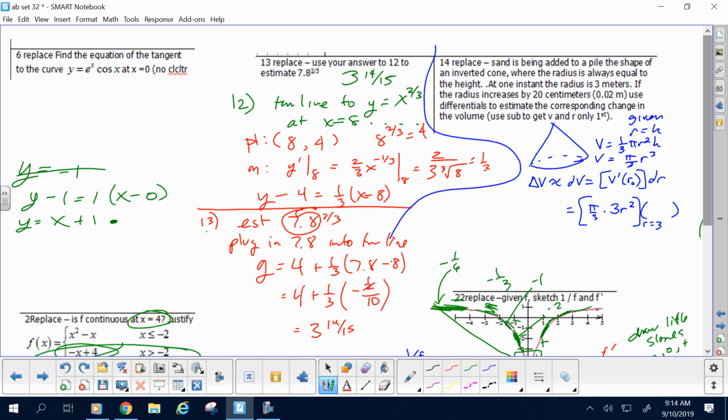20 centimeters, which in meters is 0.02. We want all the units to be the same, certainly. Okay? So we get pi times r squared, which is 3 squared, so that's 9, times 0.02. 9 times 2 is 18. Move the decimal twice. I feel like that's 0.18 pi. What are the units? Meters cubed. So by the radius changing about 20 centimeters, the sand pile volume would change roughly half a cubic meter.